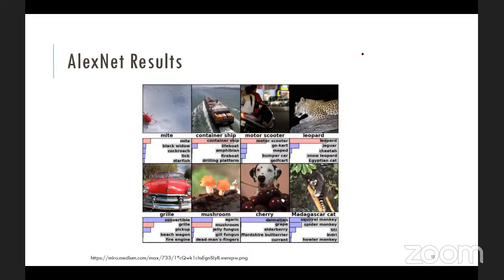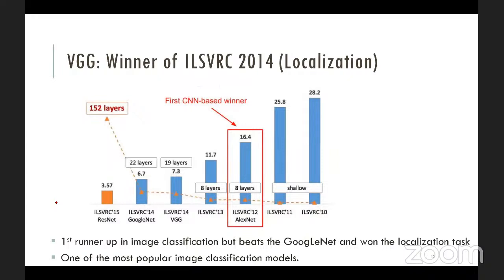Now these are the results. You can see these classification results here. See how this is converting, and the highest probability is how it is getting this result. Now let us move further and see VGG.